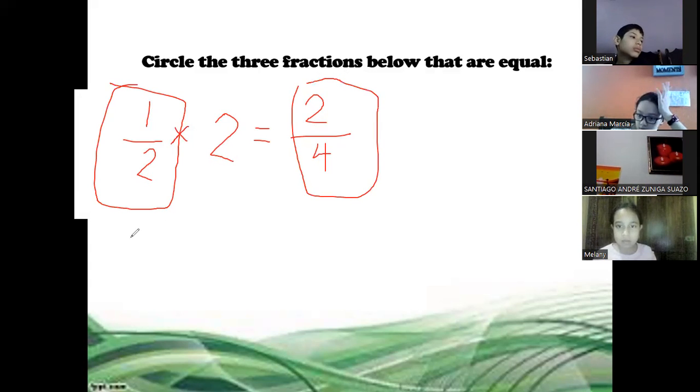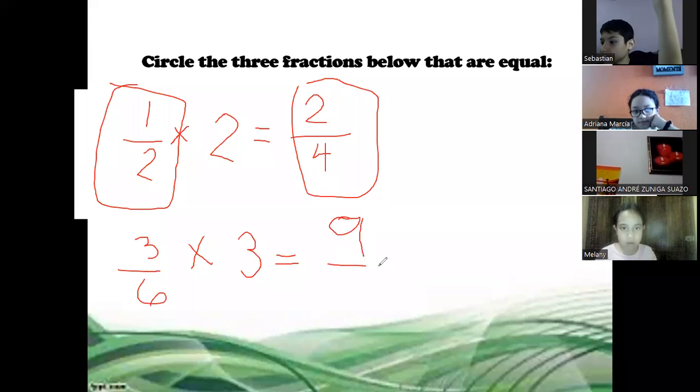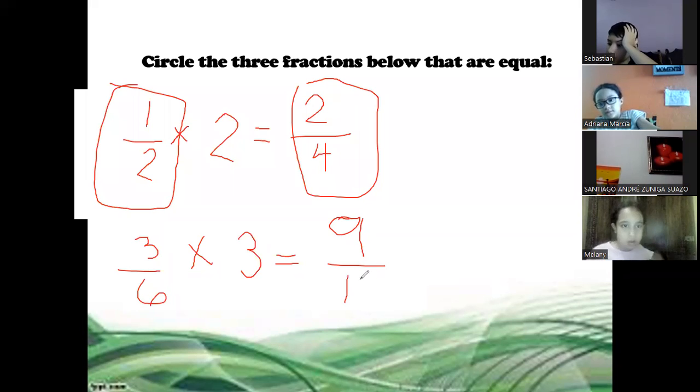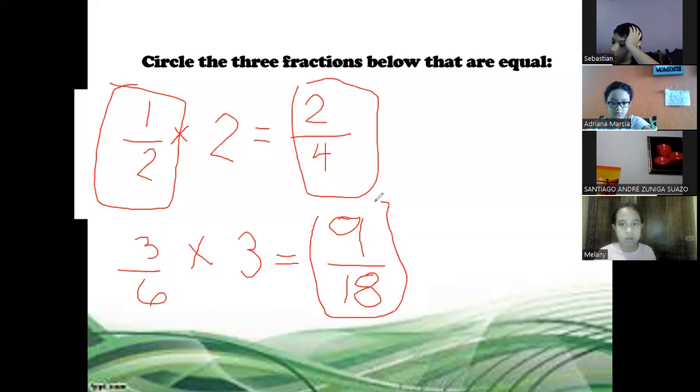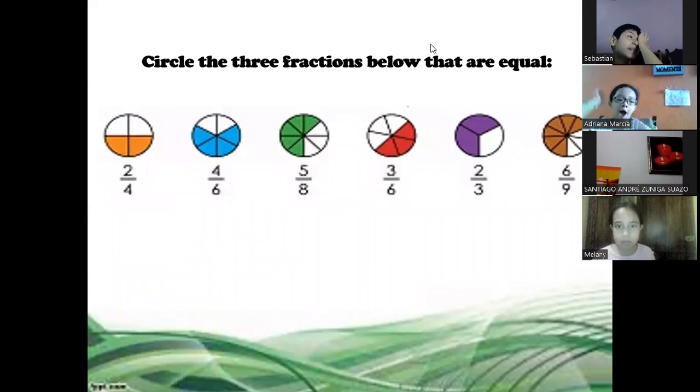1/2 and 2/4. But the other exercise says 3/6. Okay, find an equivalent fraction for 3/6. So again, I multiply, and you can multiply by the number you want. Okay, let's multiply by 3. 3 times 3, 9. And 6 times 3, 18. So 9/18 and 3/6 are equivalent fractions. That's another way to find equivalent fractions.